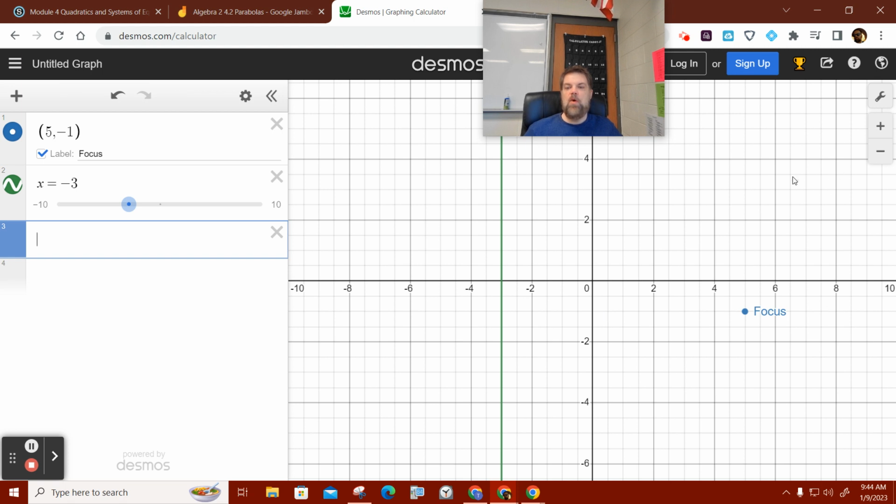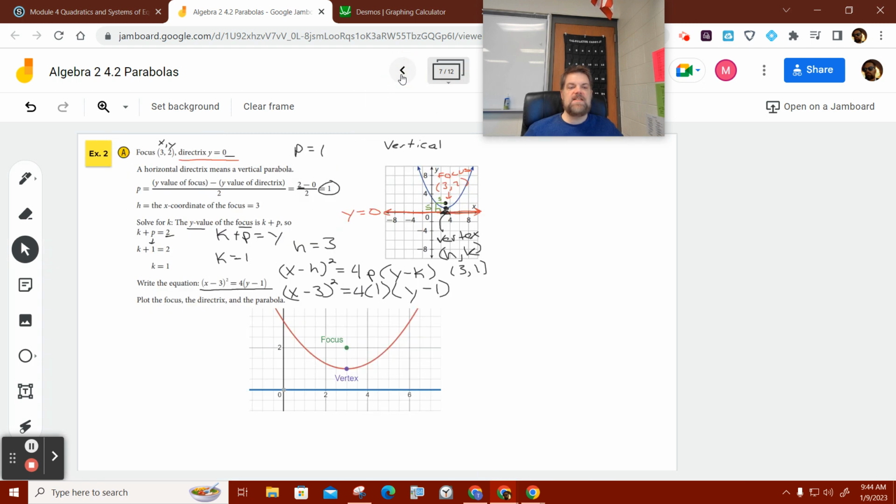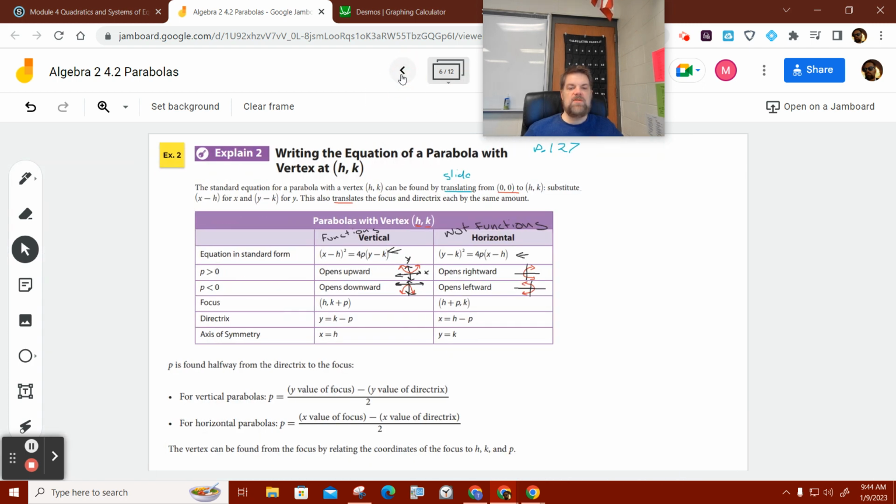Yeah, it's gonna open like this, right? Where's the vertex going to be? Well, the vertex is going to be somewhere here. What's the y value of the vertex going to be? The y value is going to be -1. It's going to be the same as this stuff. So if I go back to this table of values, right, I know it's horizontal because my directrix is x equals a number. So I'm going to use this information to help me graph everything.